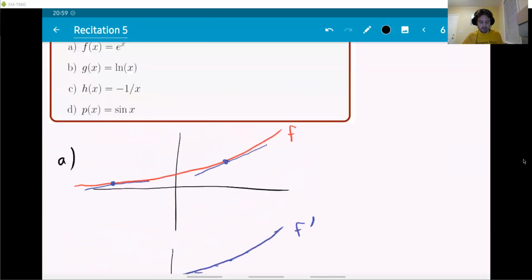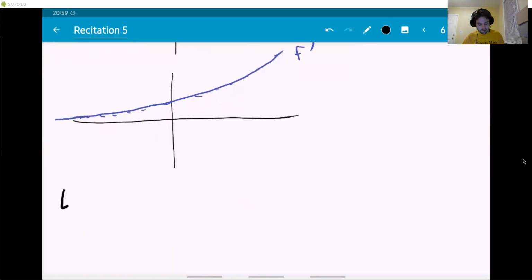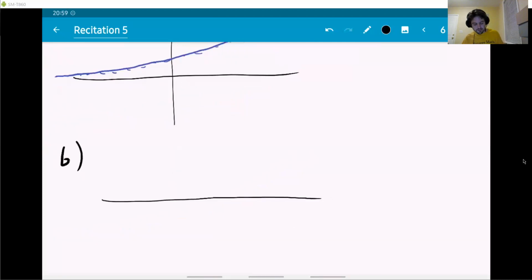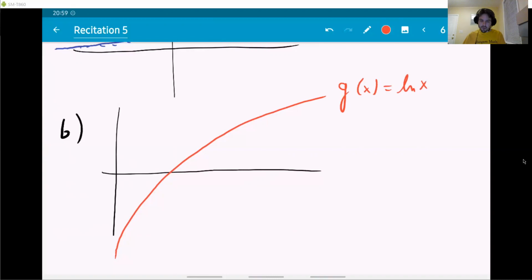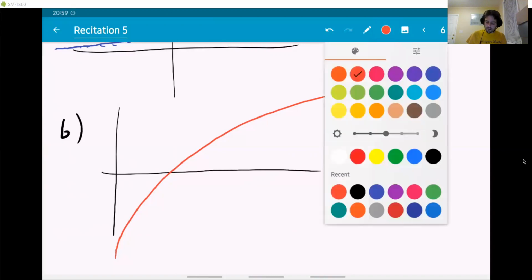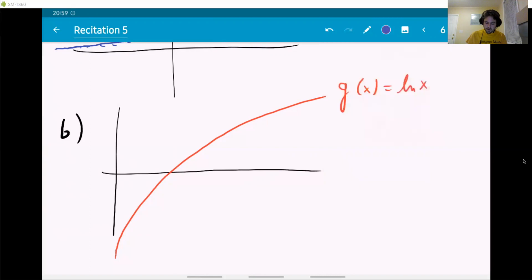Let's look at B, ln x. ln x is only defined for positive numbers. This is the graph. Oh, I called that G, I guess. What does the derivative look like? Okay, once again, at any point, the derivative is positive because the graph is going up. But this time, it's decreasing.